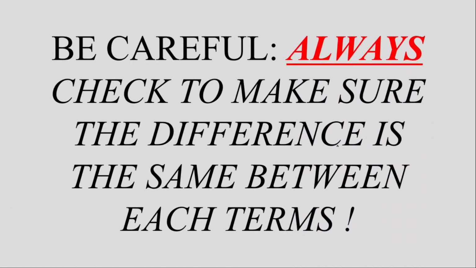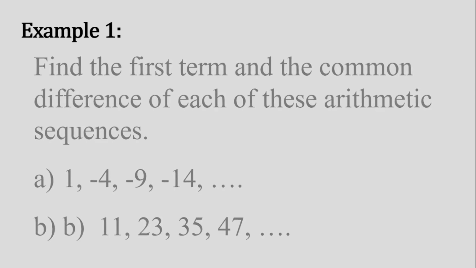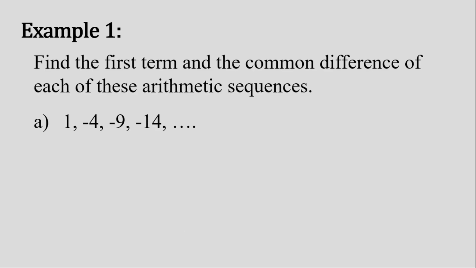Be careful. Always check to make sure that the difference is the same between each term. Let's try for example number 1. Find the first term and the common difference of each arithmetic sequence. Let's go with letter A. As you can see, this one is in descending order, so let's assume that the common difference is negative.